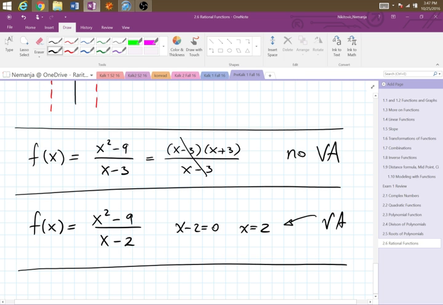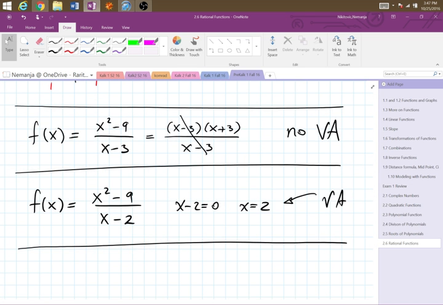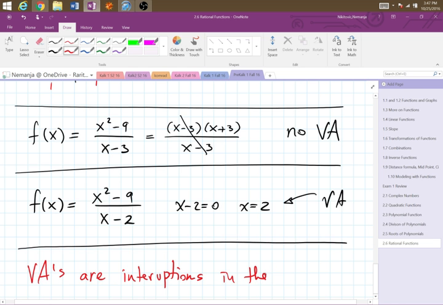Now I'm going to also state over here in blood that vertical asymptotes are interruptions in the domain, right? Because those are the points at which you have a break in the domain, because the value cannot be found because the denominator is 0. So vertical asymptotes are interruptions in the domain.